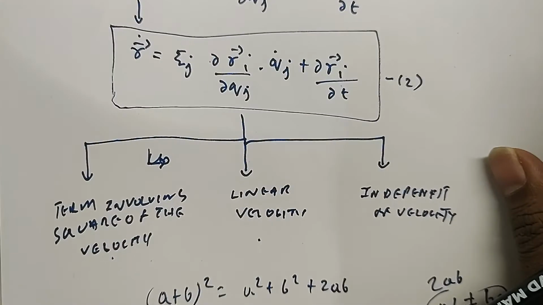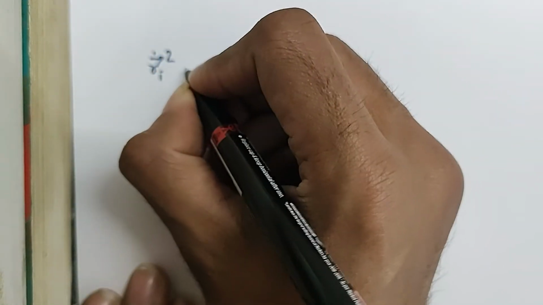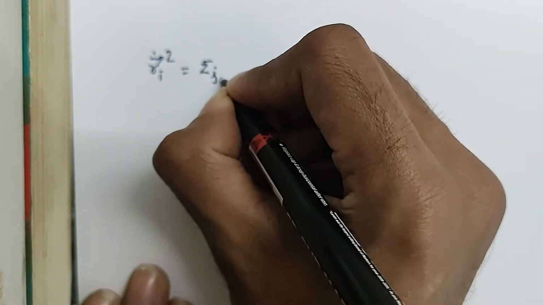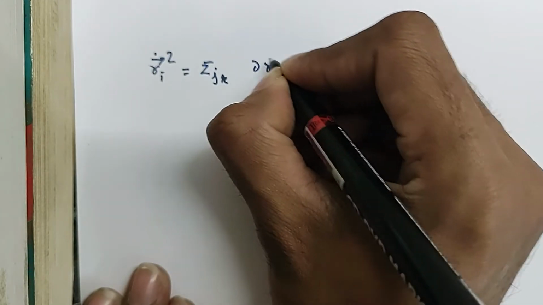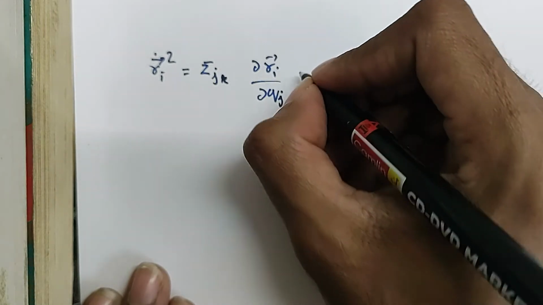Similarly, I'm not sure what my variable is. So what I'm going to do is take a different variable. Different variable means I'm going to take different indices for that particular variable. So I'll write the expression and you'll understand it. So my r square expression would be sum over j k of dou r i upon dou q j, which is normal.